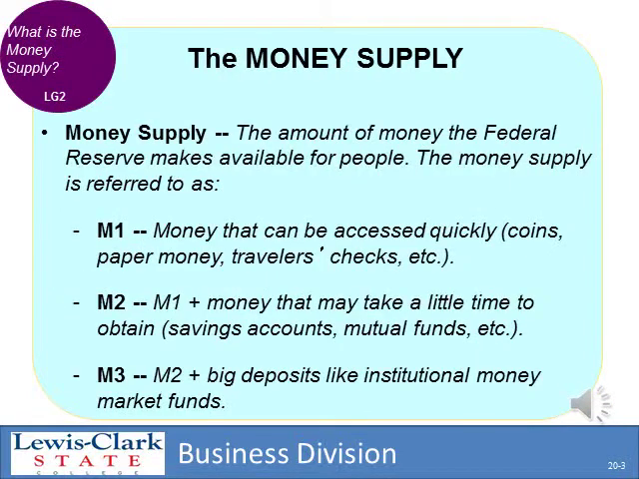One of the tasks of the Federal Reserve is to regulate the money supply. And there are three different measures of the money supply: M1, M2, and M3. Take a look at the slide and you can see the difference. M1 is just the money that can be accessed immediately. M2 also includes things like mutual funds and savings accounts. And M3 also includes big deposits like institutional money market funds.